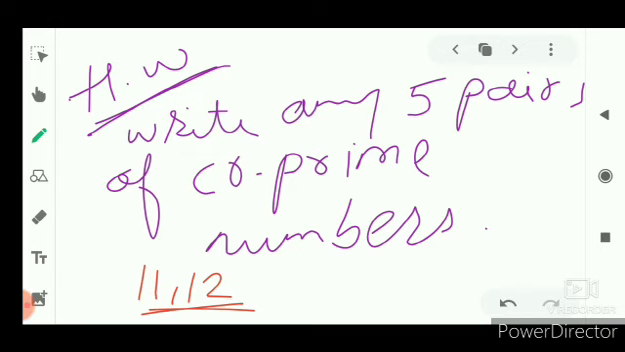If we take the factors of 11 and 12, then the only common factor between 11 and 12 is 1. Similarly 13 and 14: the only common factor is 1. So 13 and 14 are co-prime numbers.